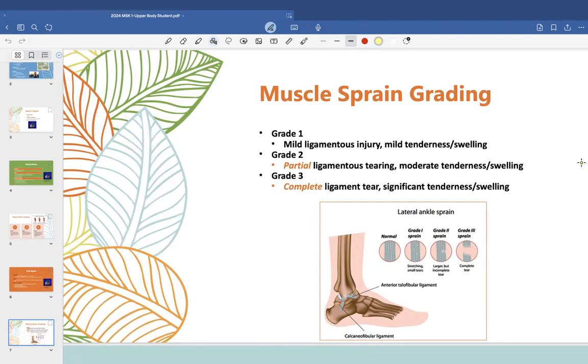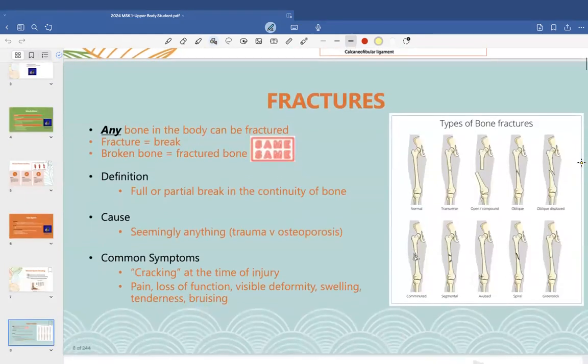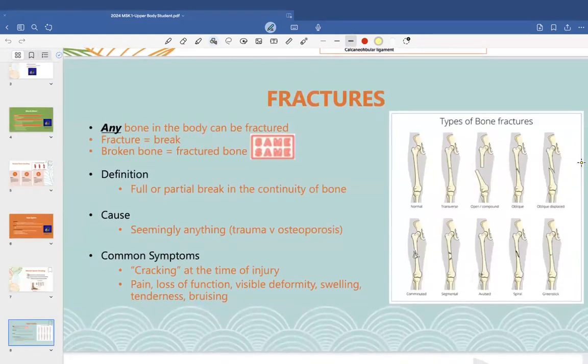So the cause can be anything. We said about osteoporosis, osteoporotic fractures. It can be trauma. Patients will usually say, oh, I heard a crack, right? Or I felt it at the time of the injury. And very quickly, they'll have pain, loss of function. You probably can see some deformity. A really gross story. I thought about putting the video on here. I did not because it's quite severe.